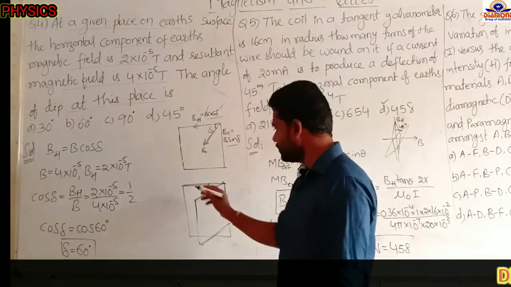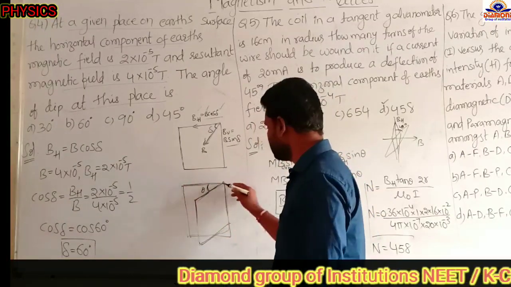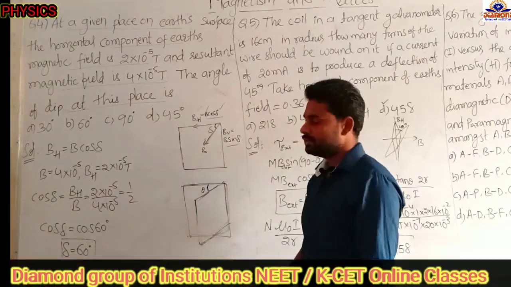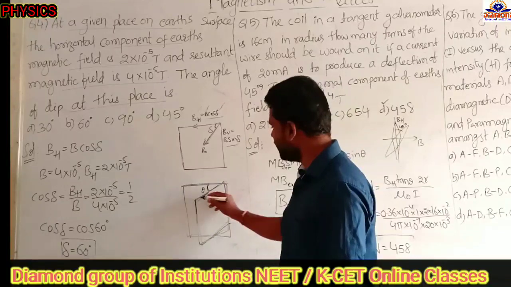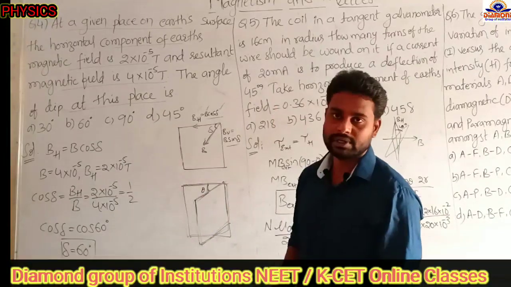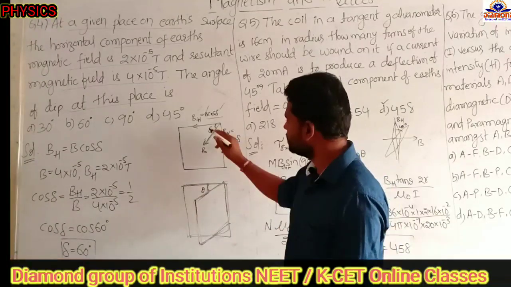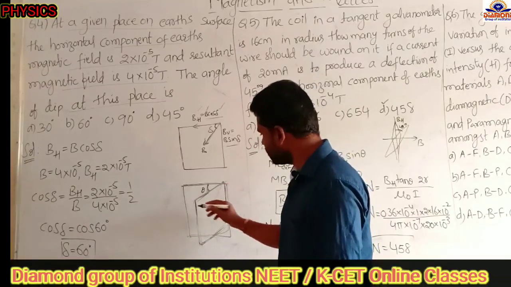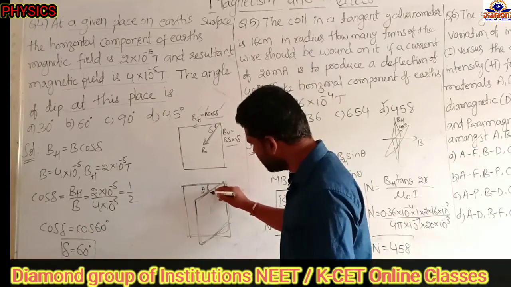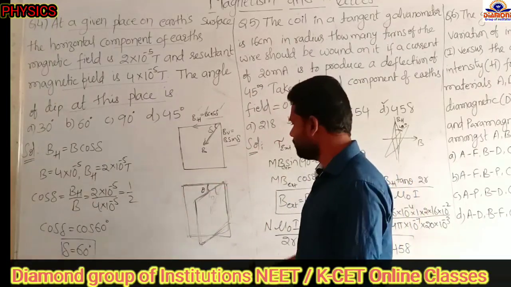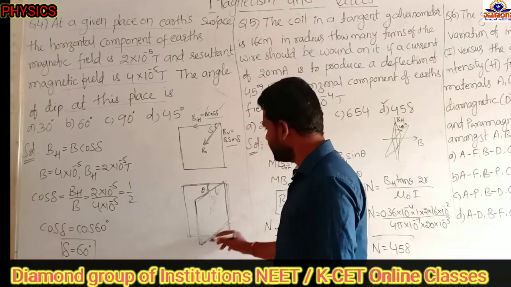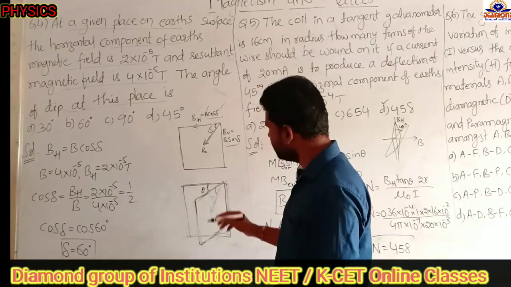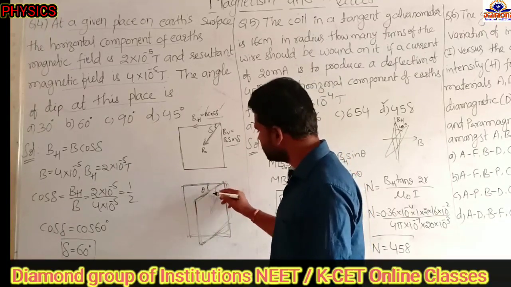And one more thing: suppose this plane is there, this is the geographical meridian and this is the magnetic meridian. Then the angle between the geographical meridian and the magnetic meridian is the angle of declination. This is the angle of declination and this is the angle of inclination. For this magnetic meridian, this is the resultant magnetic field, this is the horizontal component, this is the vertical component, and this is the angle of dip. So the angle between the geographical meridian and magnetic meridian is the angle of declination. The angle between the resultant magnetic field and its horizontal component is the angle of dip.